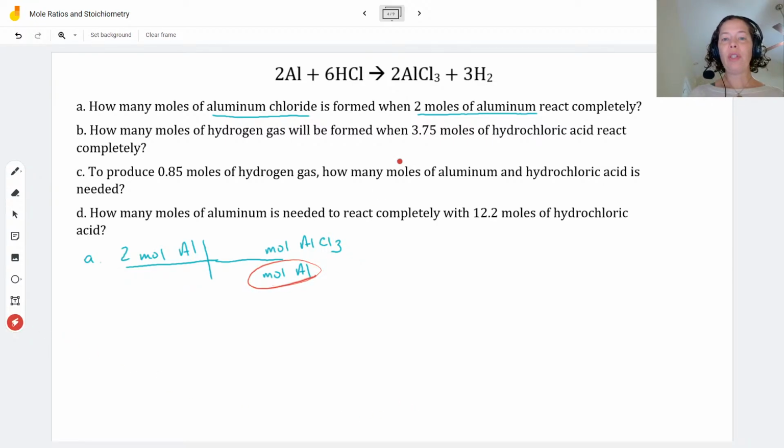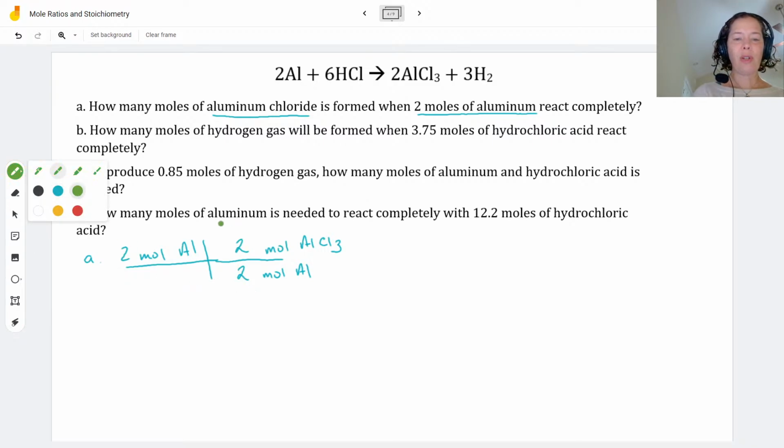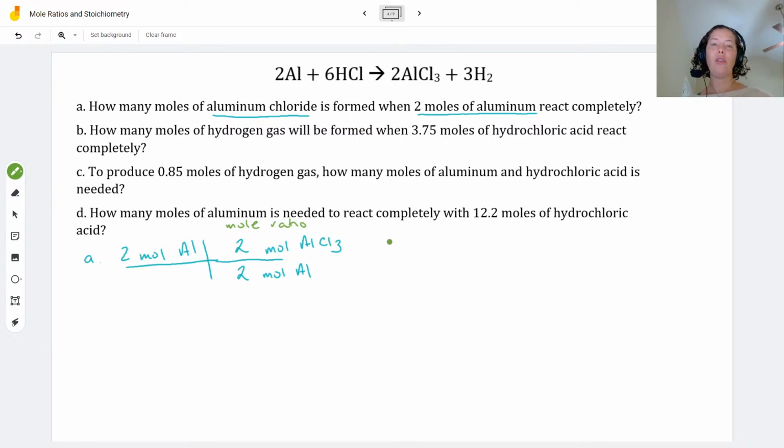So for moles of aluminum, I'm going right here, and there is a 2 in front of it. So I'm going to put a 2 right there. For my aluminum chloride right here, again, there is a 2 in front of it. So I put a 2 here. Again, this is my mole ratio. I'm going to write that down. So my mole ratio between aluminum and aluminum chloride is 2 to 2, or you can also think of this as a 1 to 1 ratio.